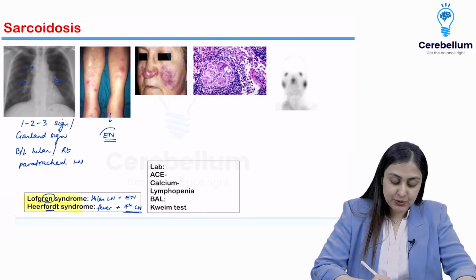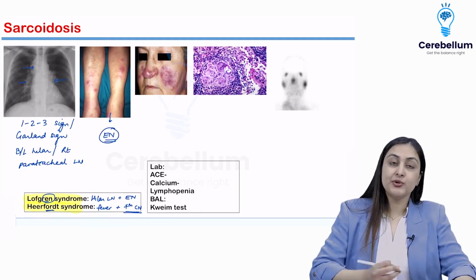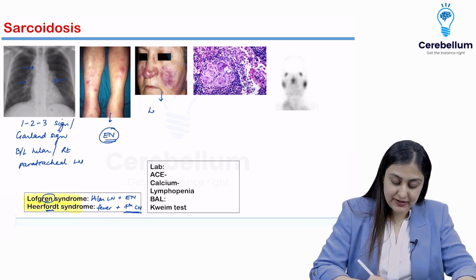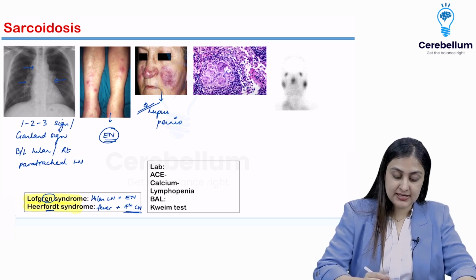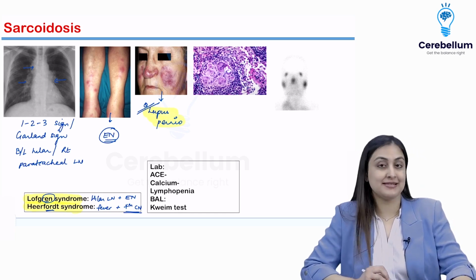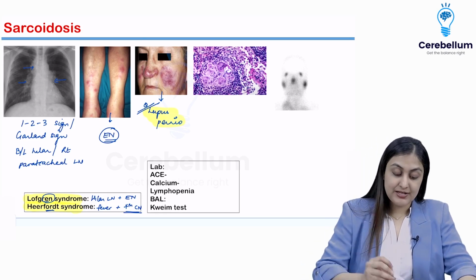So erythema nodosum, remember, is the most common cutaneous finding of sarcoid, but the most common chronic cutaneous finding of sarcoidosis is lupus pernio. So this can also come as an image-based question. These lupus pernio are these erythematous lesions on the face that you want to remember.